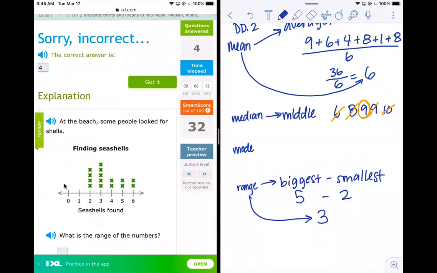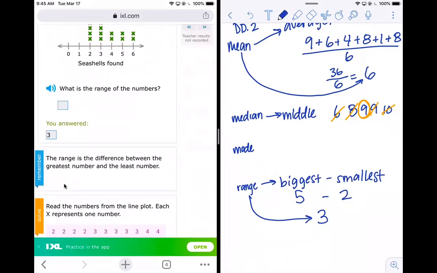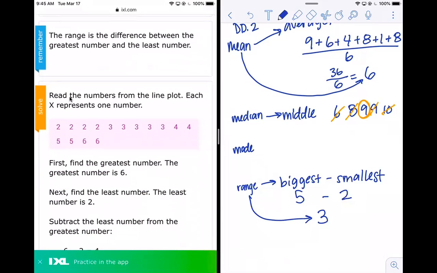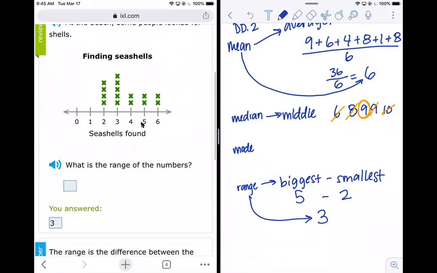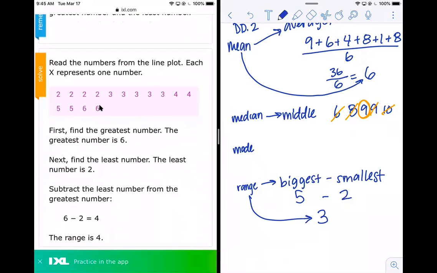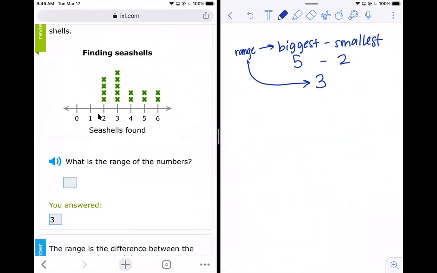Oh no, what did I do? Let's find out. It says the range is the difference between the greatest number and the least number. That's true. Read the numbers from the line plot. Each one represents one number. Oh, I see. I read this totally wrong. There were 2 6s because of this plot here. So, all right, let's say that we're reading this line like this.